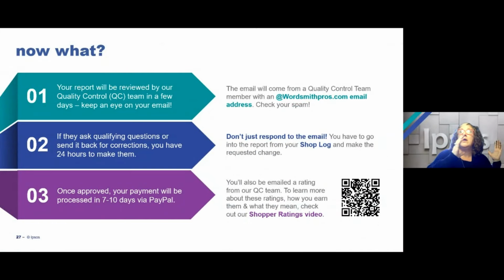Okay, so keeping in mind that we're talking about how to navigate Sassie and what to do and where your shop is and following that journey. Once you've submitted your assignment, whether it's on your mobile device or at home at your desktop, now what? What happens now? Every single report is reviewed by a human being on our quality control team. It will either be someone with an iShopFor Ipsos email, just an Ipsos email like ipsos.com, or our vendor partner, Wordsmith Pros. It will have an email address that ends in wordsmithpros.com.